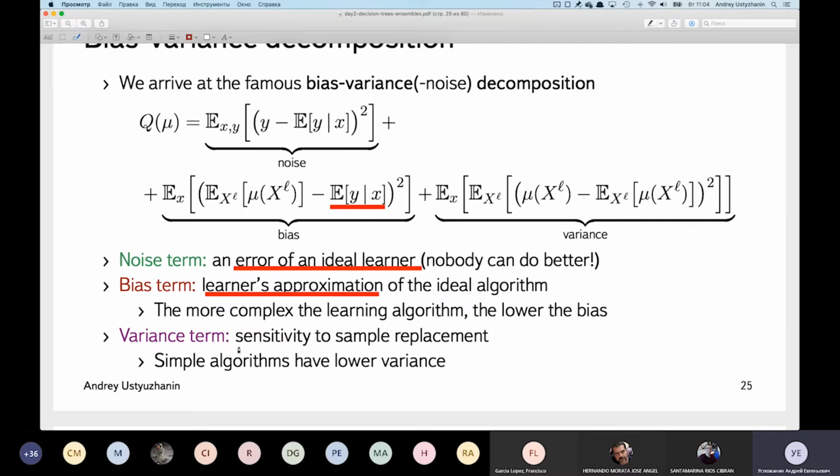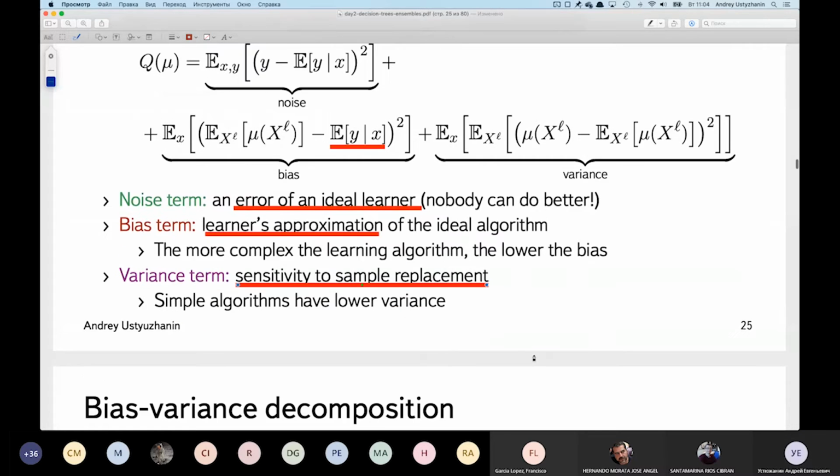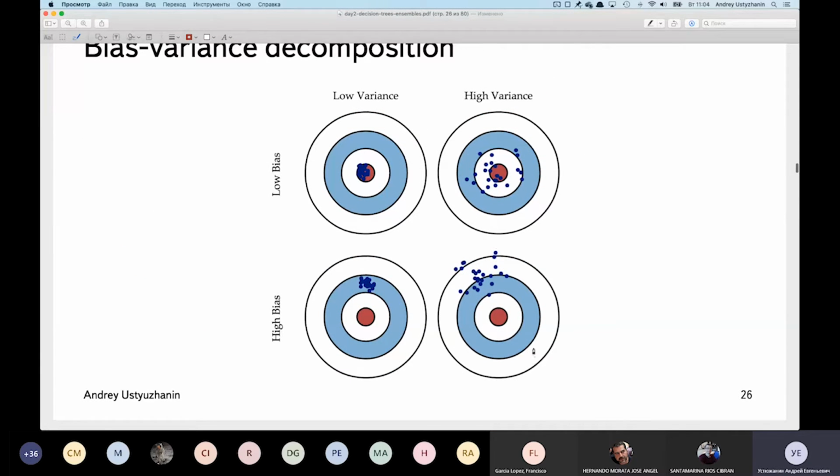And the variance term is a sensitivity to sample replacement. It shows how big the variance is if we change the subsample that we evaluate our algorithm on. And here is the illustration for these mathematical terms.